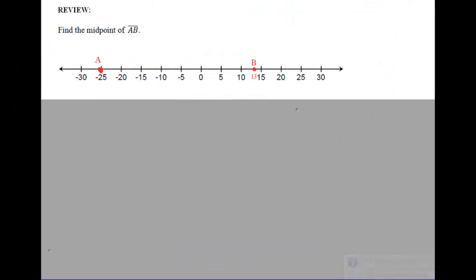Well, that was a fun, quick little introduction to our coordinate geometry unit, and here is the first part of it, the midpoint. We did midpoint at the beginning of the year. Let's do a quick review.